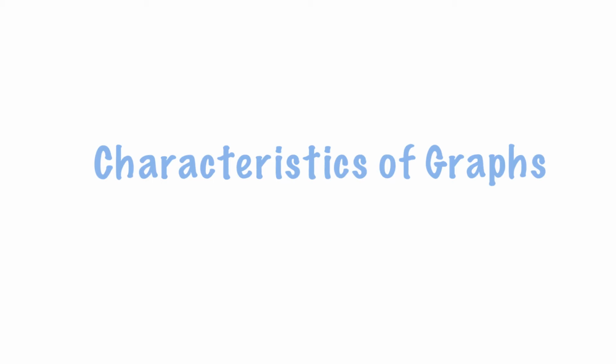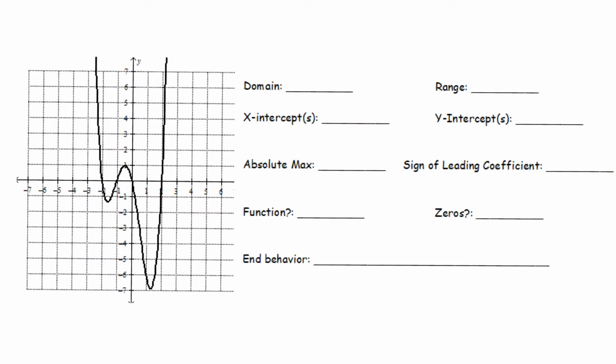Okay, so in this video, we're going to go over and review the characteristics of graphs. All of those things that we've talked about in class, all those different parts, domain and range and maximum, minimum, all those parts are considered characteristics or key features of graphs. So that's what we're going to cover in this video.